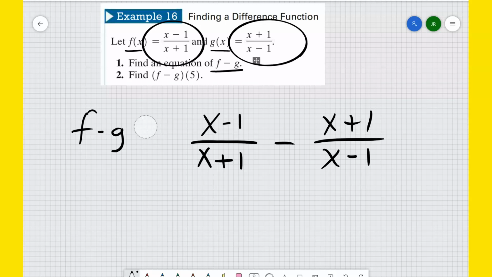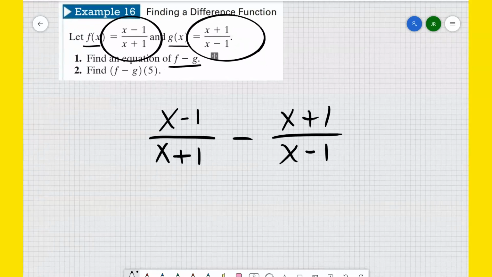Okay, so now I have to subtract these two fractions, and I have to get a what? A common denominator. But remember, with minuses, probably the best thing to do here first is to go ahead and change the sign to a plus, and then change all the signs in the top of the second fraction. So that's going to be a negative x, and it's going to be a negative 1. So I'm going to erase that plus and change it to a minus.